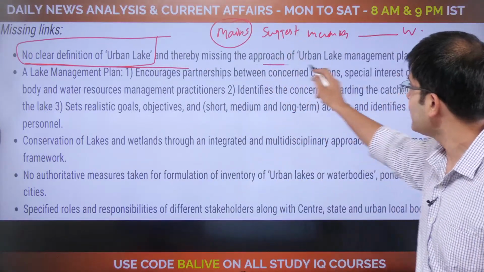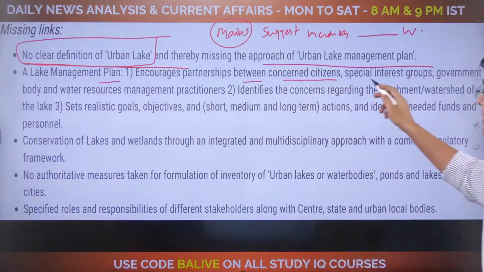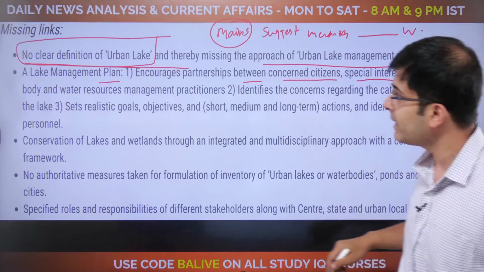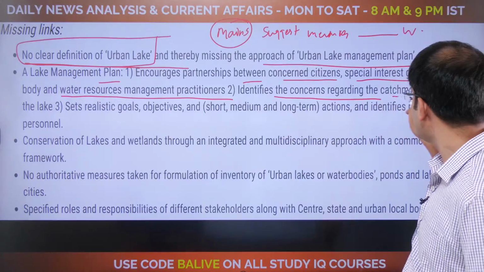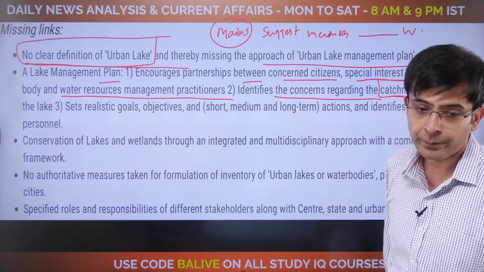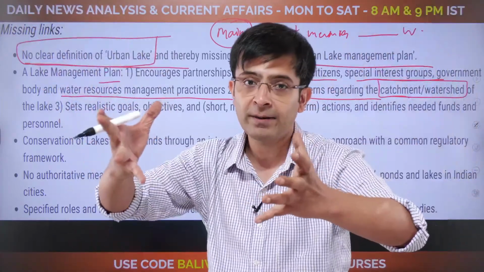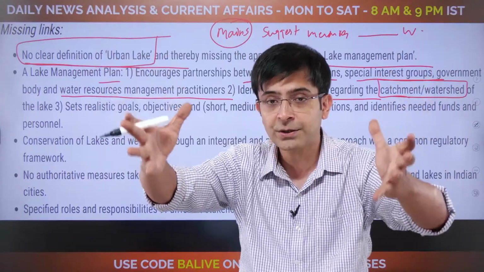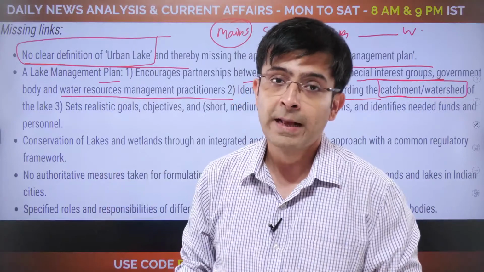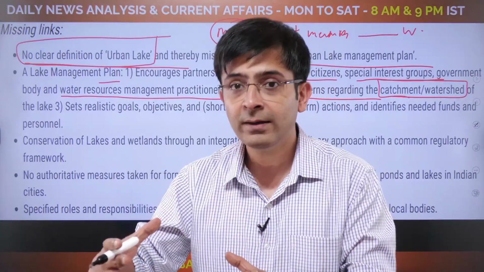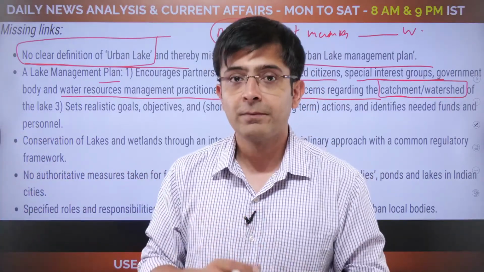So once you do not have the definition, obviously you will not have a plan. Now the lake management plan encourages partnership between concerned citizens, special interest groups, governments and water resource management practitioners. It identifies the concerns regarding the catchment or the watershed area. So unless you address the catchment area, catchment क्या है? जहाँ से पानी को catch किया जा रहा है. If you address the illegal construction in the catchment area, the encroachment in the catchment area, the nature of land being changed from wetland to something else, commercial land ban gaya, agricultural land ban gaya, that ought to be looked at.